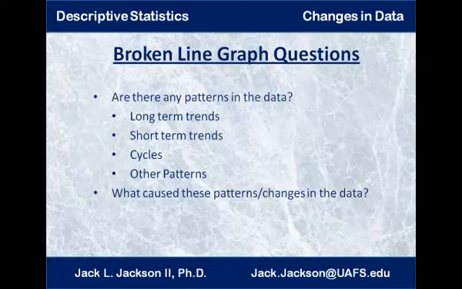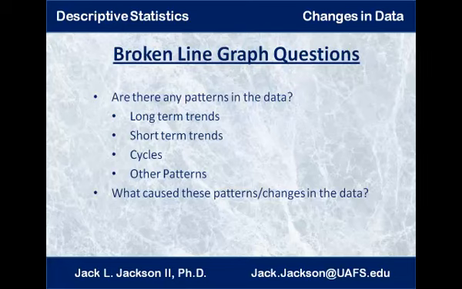So in particular, when we're looking at time series graphs or broken line graphs over time, do we have any kind of long-term trend? Is it on average going up or going down? Is it an increasing or decreasing function? Do we have any short-term trends? What's happening right now? Do we have any unusual values? It's going along about the same, and all of a sudden we have an outlier pop up. Do we see any cycles? A lot of times things go in cycles. You'll see it go up and down and up and down. There might be other patterns. So do you have any kind of patterns?